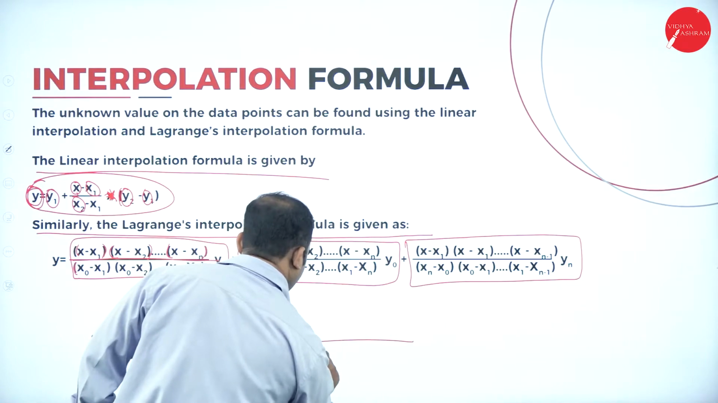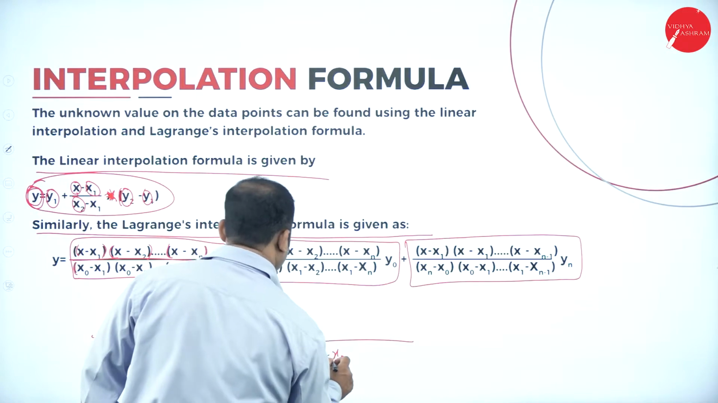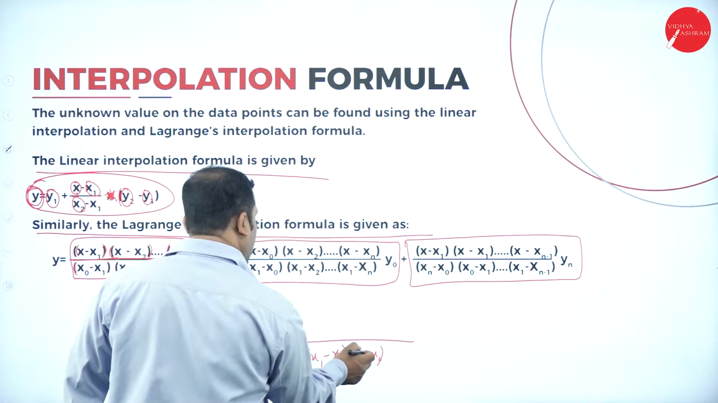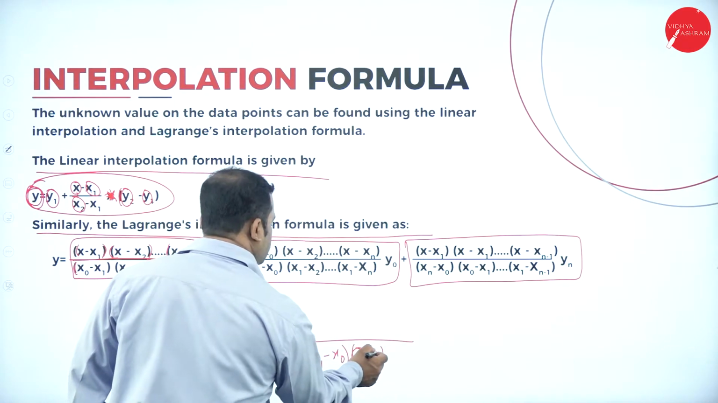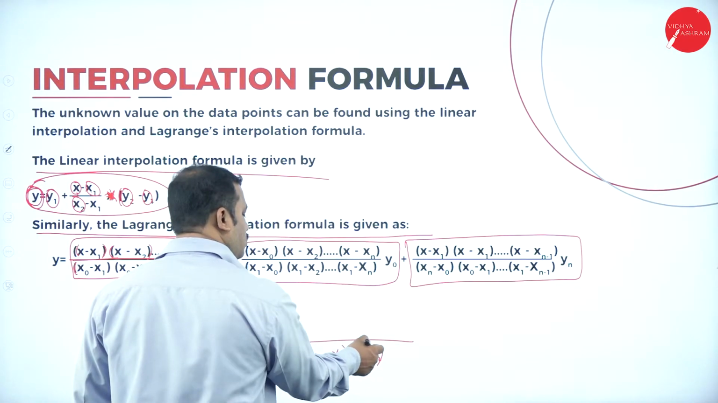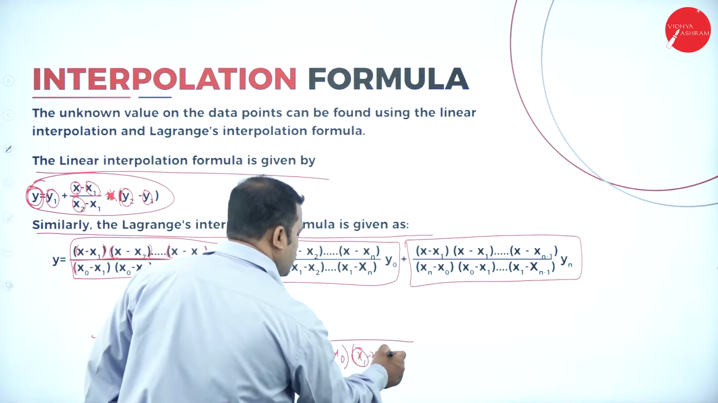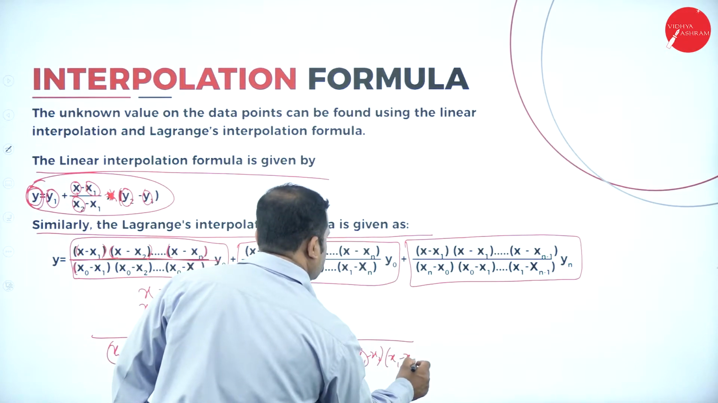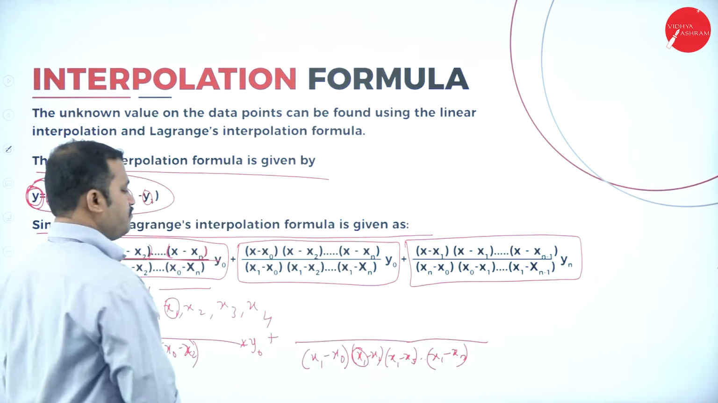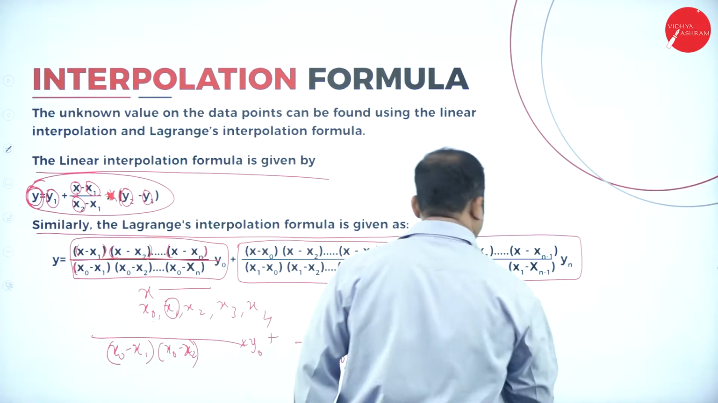Similarly, in the denominator, x1 is the next term. So x1 minus x2, not the other term. Leaving this term, I cannot do x1 minus x1, because it becomes 0, and the entire denominator becomes 0. So I can't do that. It is x1 minus x2, x1 minus x3, so on up to x1 minus xn, multiplied by y1. That is the concept I am using here.